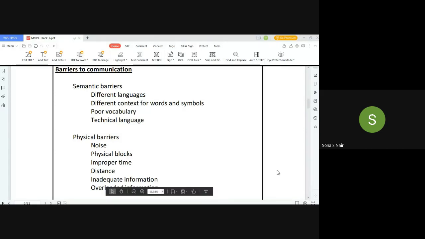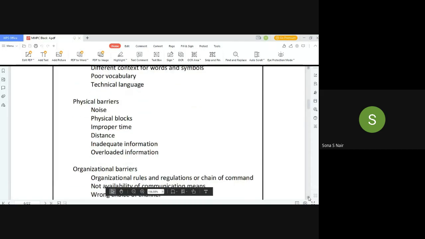So physical barriers could be noise, physical blocks, improper time. If someone's in a hurry and you tell him some important thing, he will not be in a position to recall that later on when it is required. Distance can be a problem. Inadequate information can also be a problem. Overloaded information, it's like too much of information. I'm sorry, this overload is happening in our classes now, right? Too much of information. I don't know whether you'll be able to retain most of it. Okay.